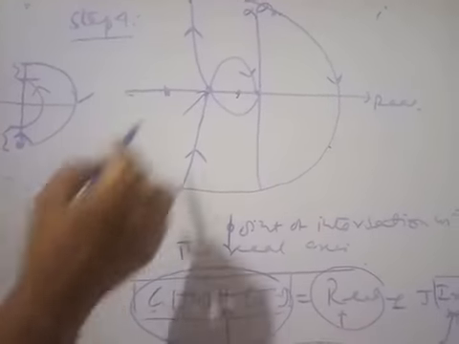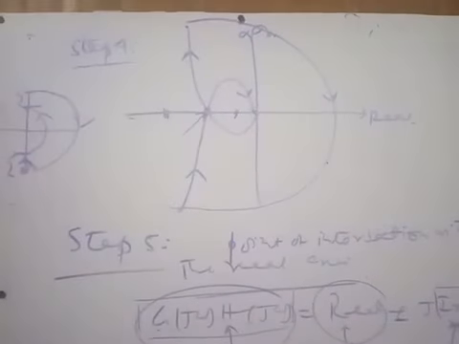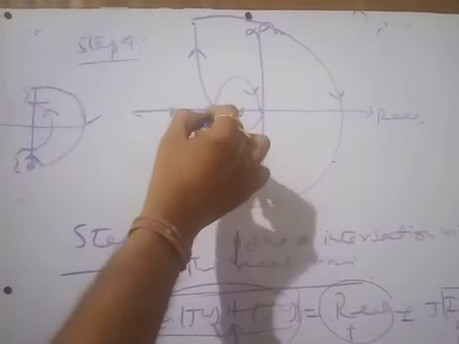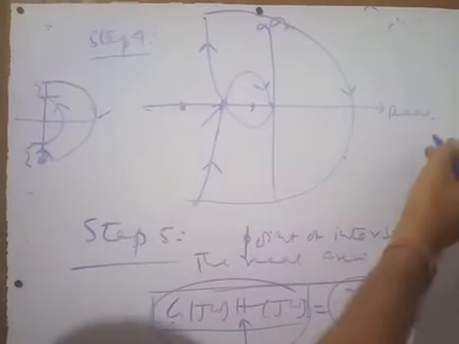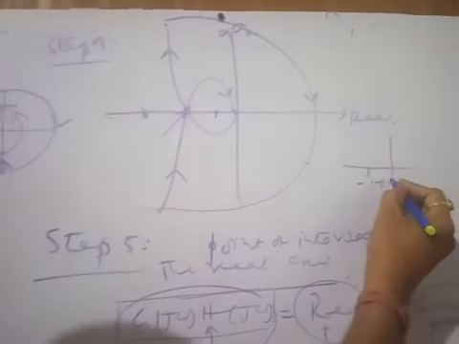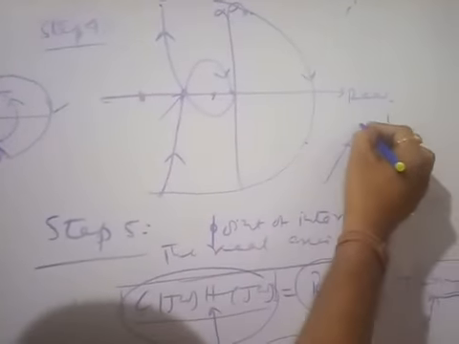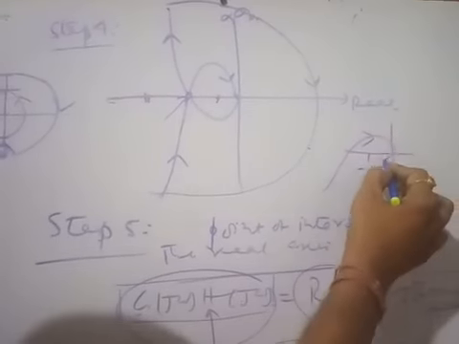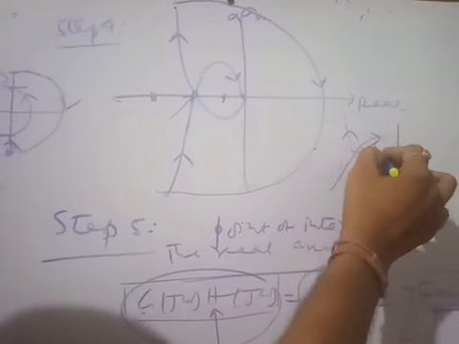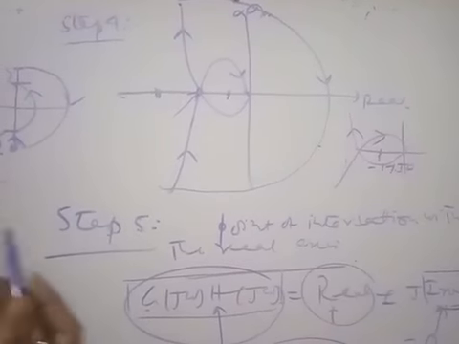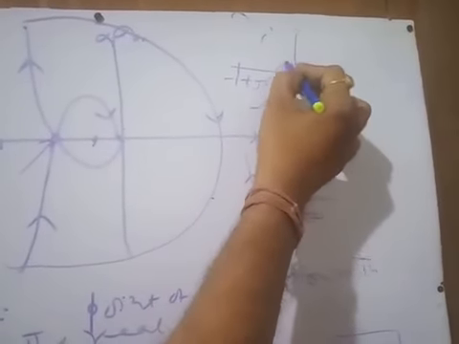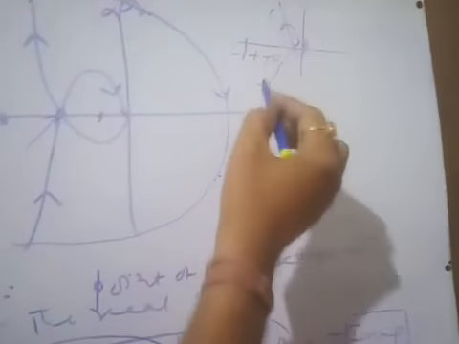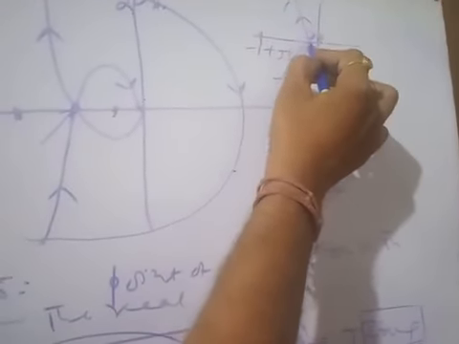Once you get this point of intersection, it will be easier for you to find out whether this point is just to the left of the minus 1 plus j0 point. This may be your minus 1 plus j0 point, so the polar plot may be like this, and the mirror image of the polar plot will be like this. In that case it will be encircling this point. Otherwise you can have it like this: say this is your minus 1 plus j0 point and the polar plot is like this, so the mirror image is like this. So this point is outside this encirclement, right?